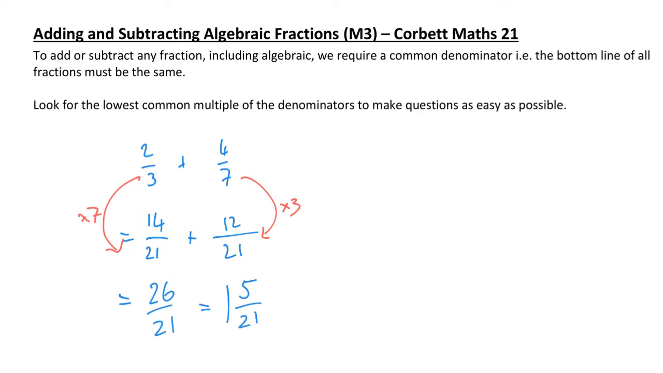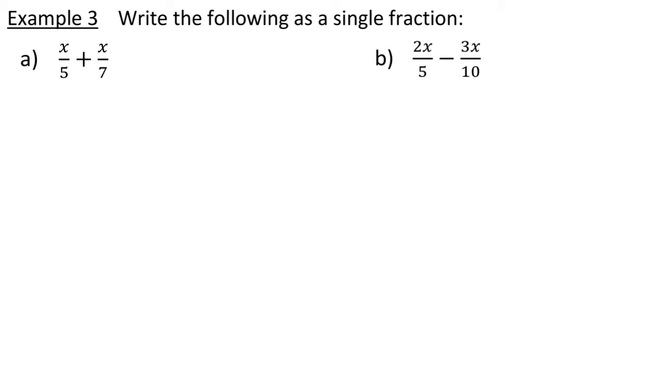Now to add or subtract algebraic fractions, we do exactly the same, where we get a common denominator. And we always look for the lowest common multiple of the denominators to make the question as easy as possible. But with most of our algebraic fractions, what we'll be looking at is multiplying both denominators together to find the lowest common multiple. So write the following as a single fraction.